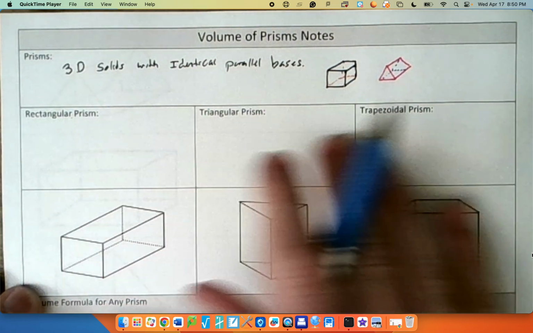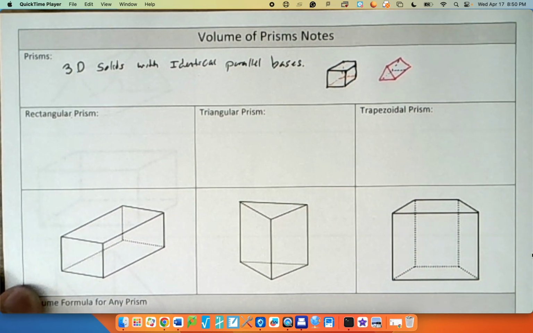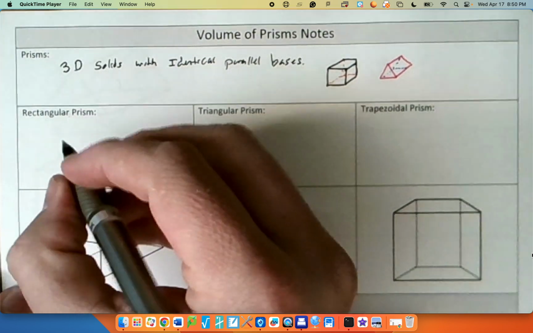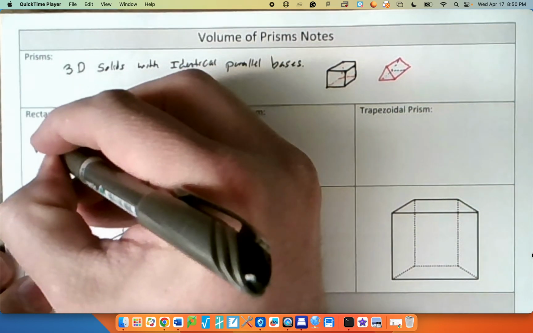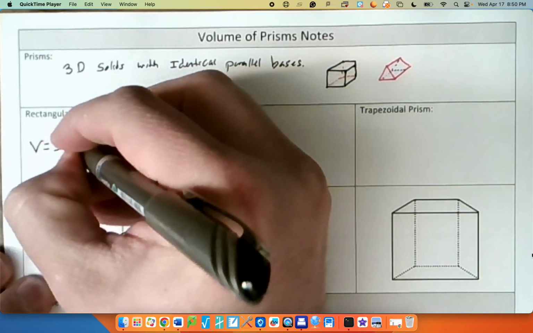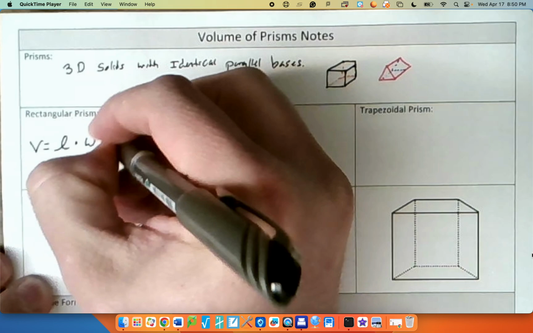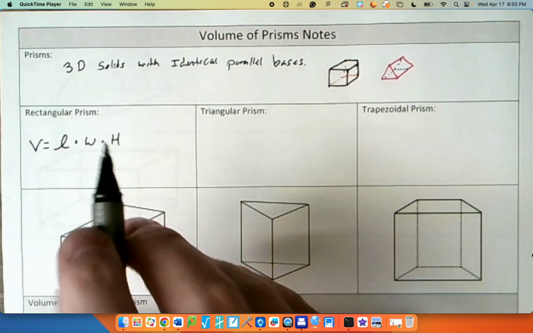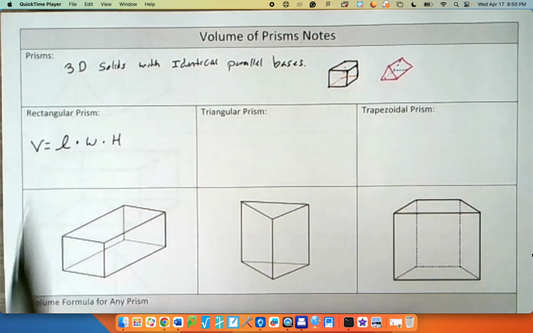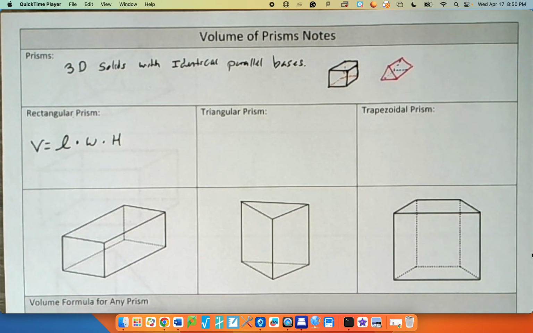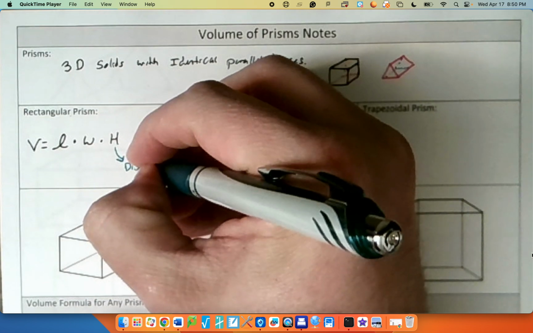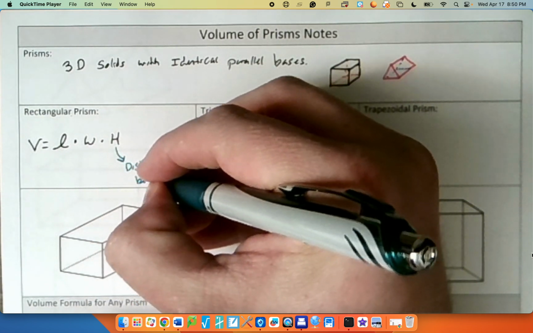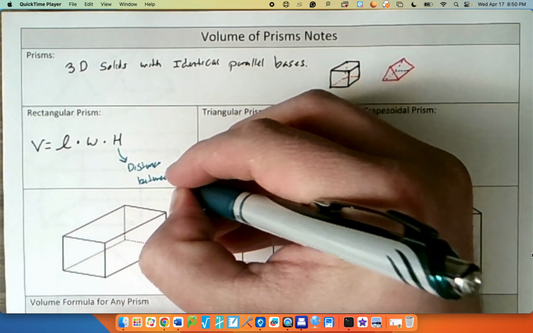All right, so in these boxes we're going to put our formula to find the volume of a rectangular prism. It is length times width times height. Now this height here, the big H, is the distance between the bases.